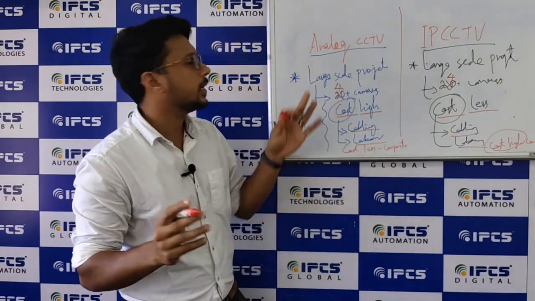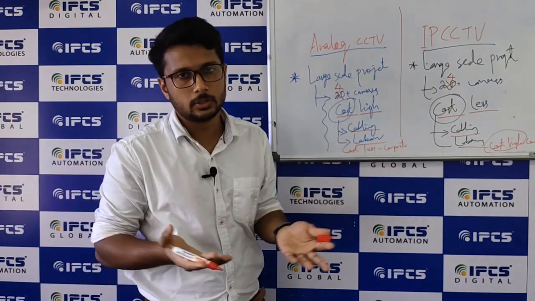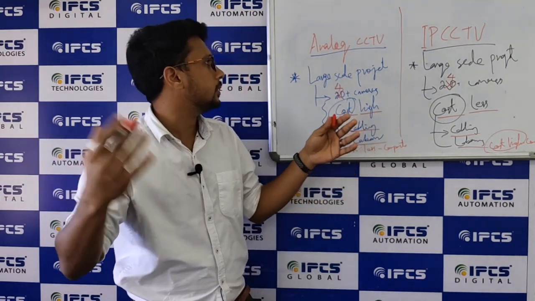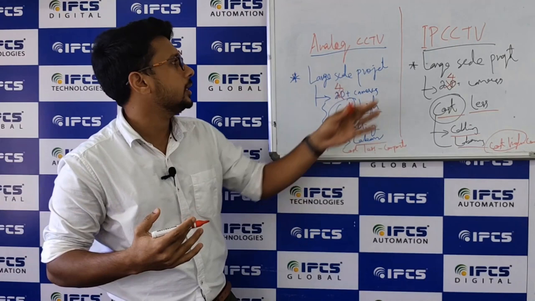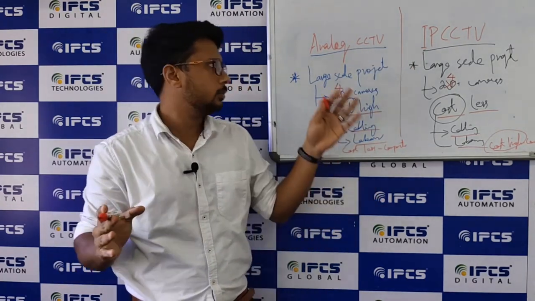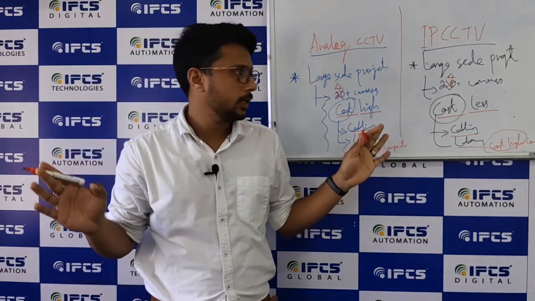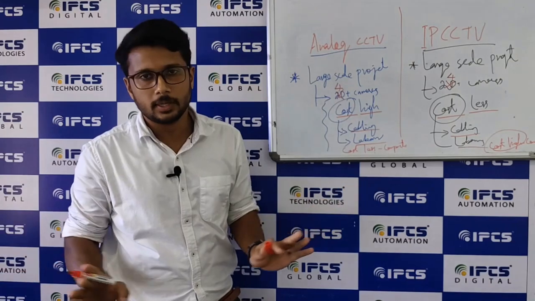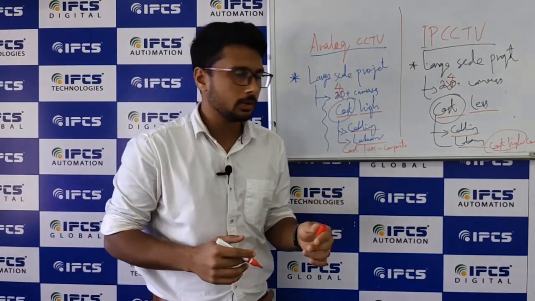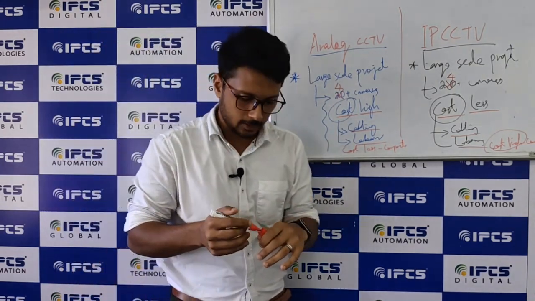If you are working on small scale projects, then you can opt depending upon your choice. If you don't have any problem financially, then you need to go with IP. And if you have a problem with financial conditions, then you can go with analog. But totally, the cabling cost would remain the same. The cost would be higher in the case of components, but the customer will get the benefit. Okay, so totally fine.